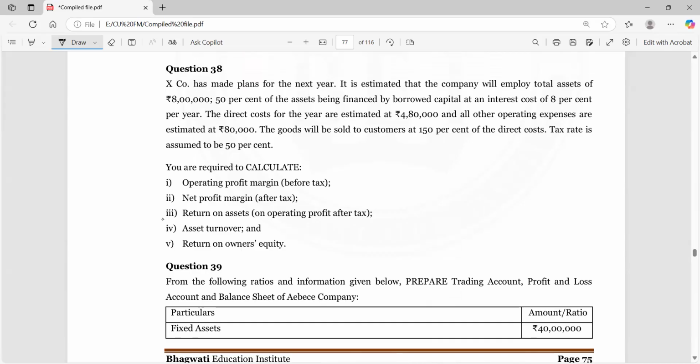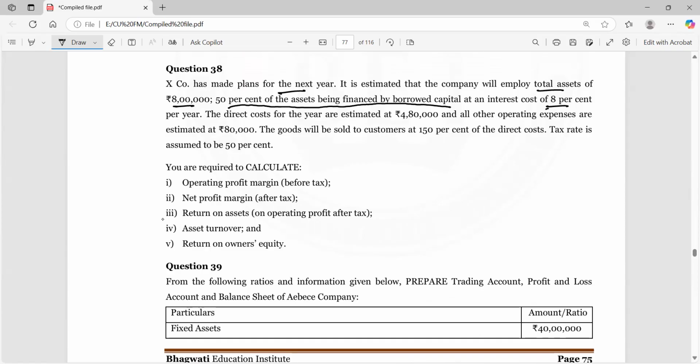Fine. Listen, question number 38. Company X has made plans for the next year. It is estimated that the company will employ total assets of 8 lakh rupees. 50% of the assets are financed by borrowed capital at an interest of 8%. So, out of 8 lakh rupees of total assets, 4 lakh is debt, remaining 4 lakh is equity.